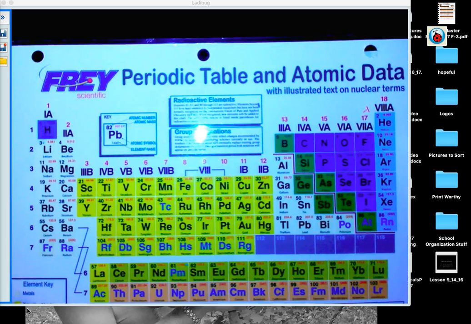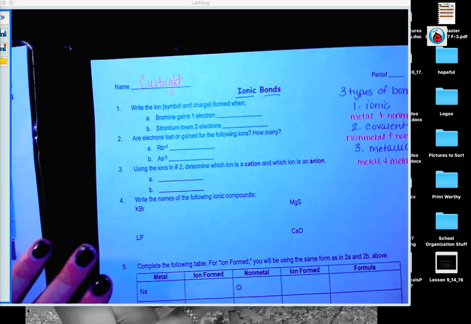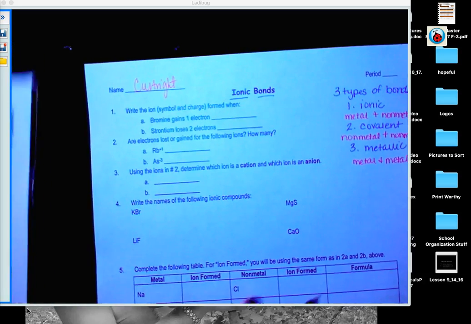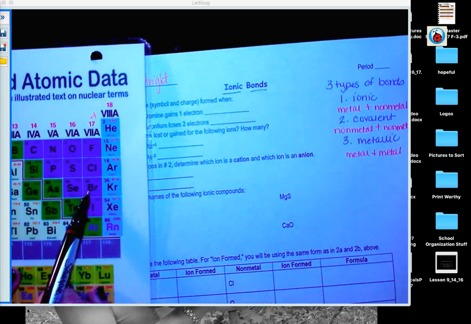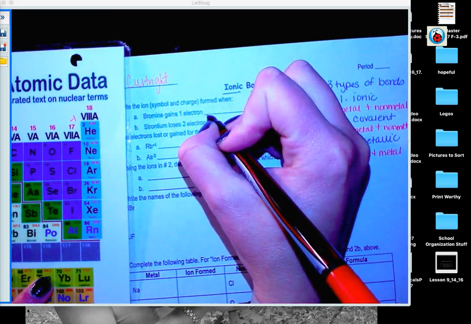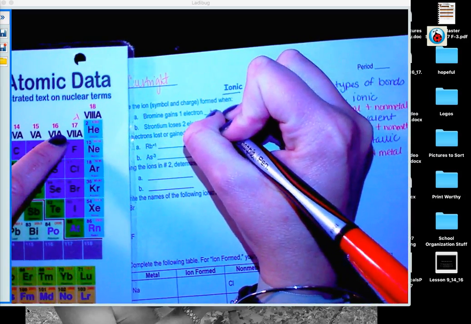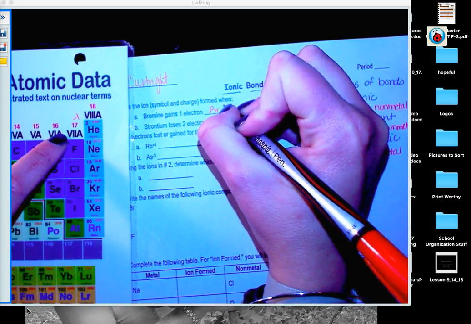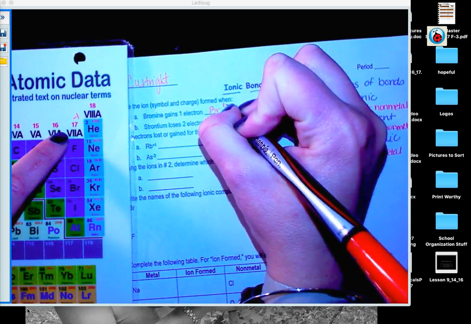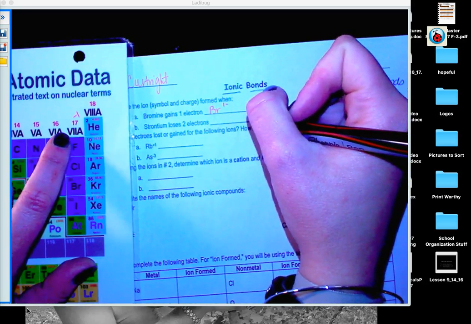So do you remember that it has a -1 charge because it has 7 valence electrons, but its real preference would be to have 8 valence electrons. So what is the charge going to be when bromine gains 1 electron? Well, bromine right now we would write as Br, with a 1- charge.